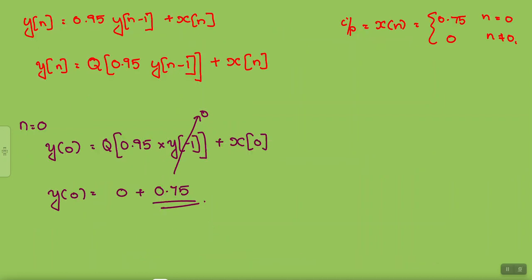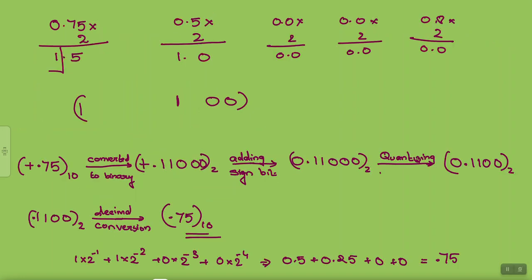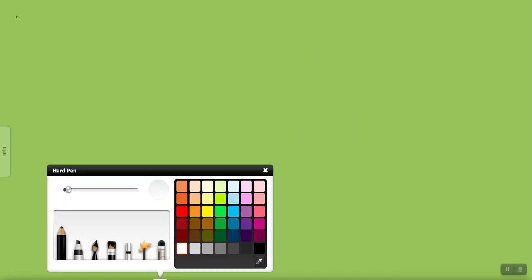Now let us consider the value at n is equal to 1. We have the output equation y of n is equal to quantization of 0.95 into y of n minus 1 plus x of n.